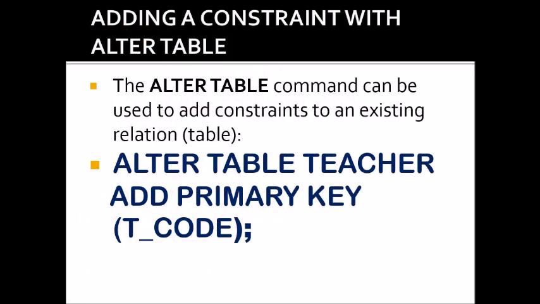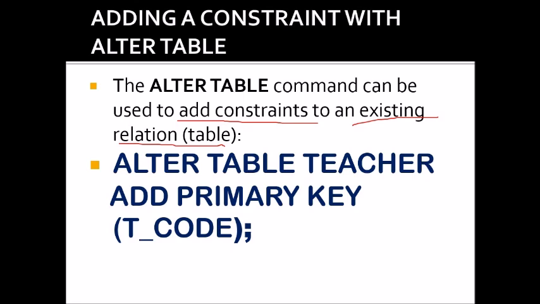Adding constraint with alter table. So alter table command can be used to add constraints to an existing table. So if you have already created a table and if you want to change anything, you have to use alter table command. To add or remove constraint also you have to use alter table command.